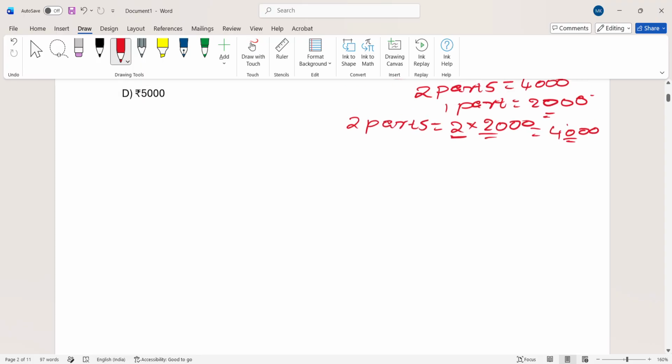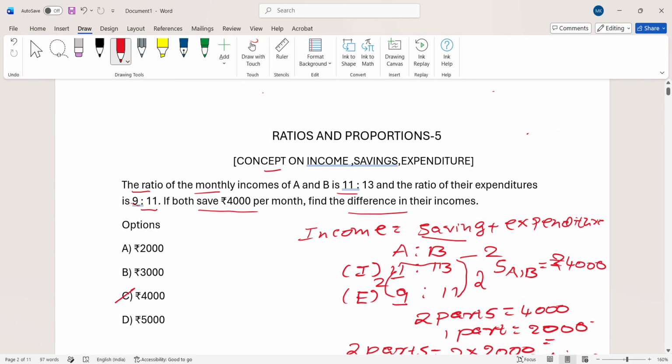Practice more problems on this. This is just a review of all the questions on income, saving, and expenditure. There are so many problems. I will pin it, so please practice carefully. It is the most important concept in competitive examinations.